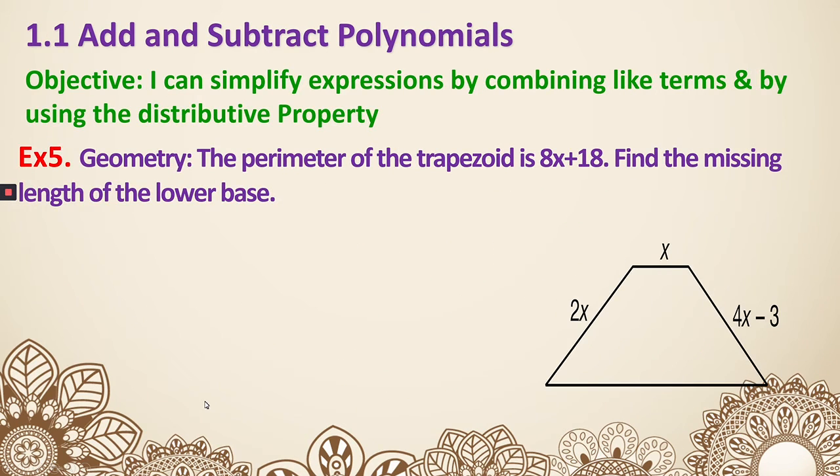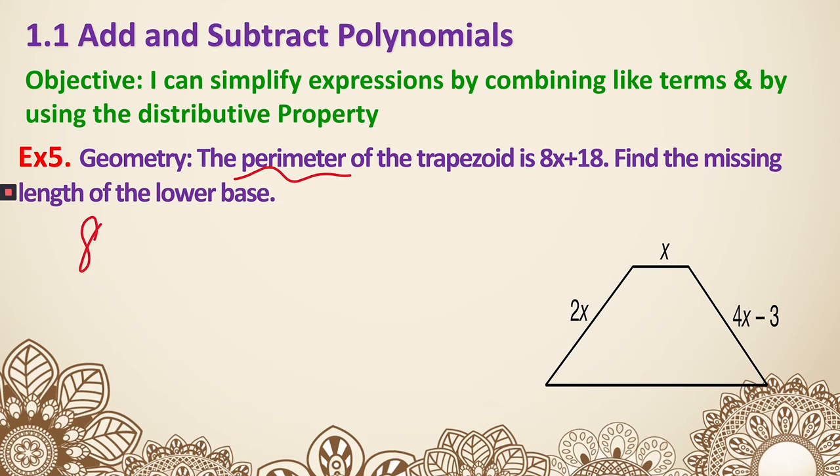First, a geometry application. The perimeter of the trapezoid is 8x plus 18. Find the missing length of the lower base. Everything else is given. In order to calculate the perimeter, we actually need to add everything up. But since we're finding the missing length and the perimeter is given, that means we actually need to subtract every single thing from 8x plus 18.